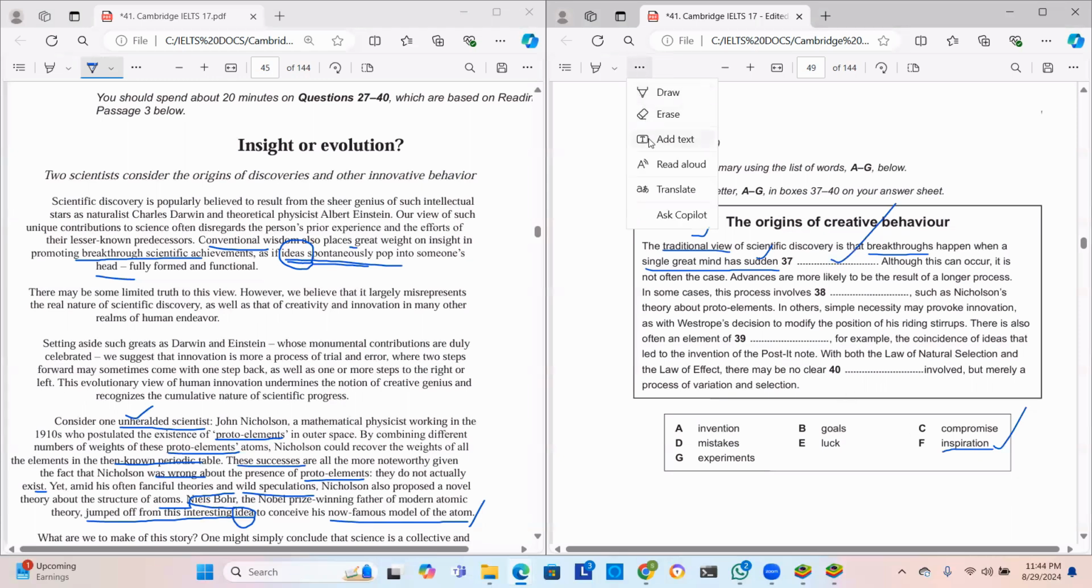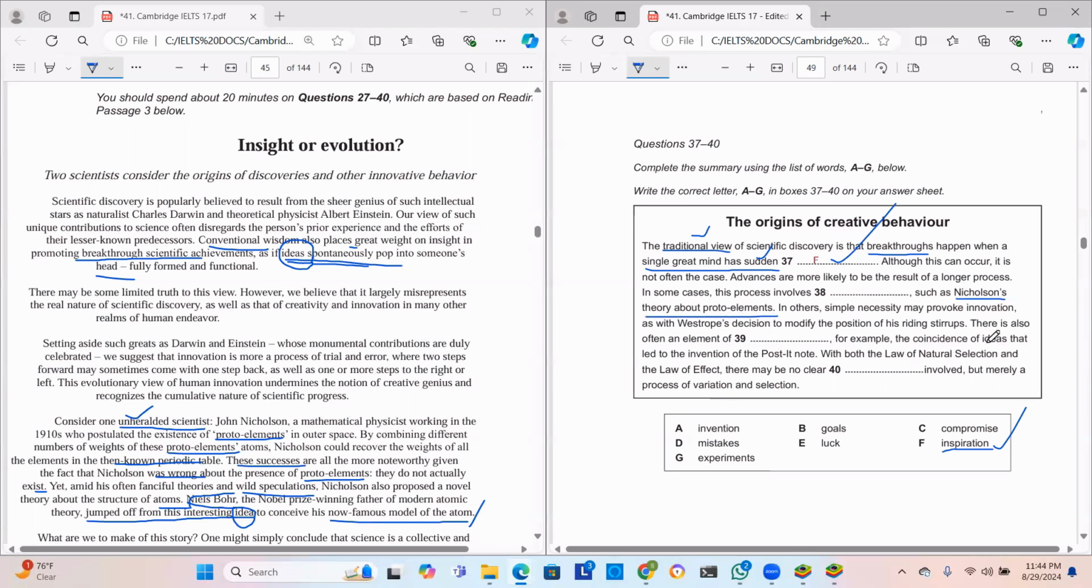Let me just write it. I think F is the most suitable word, so you have to pick that. You have to pick the most suitable word for the blank. Now, advances are more likely to be the result of a longer process. In some cases, this process involves dash, such as Nicholson's theory about proto-elements.